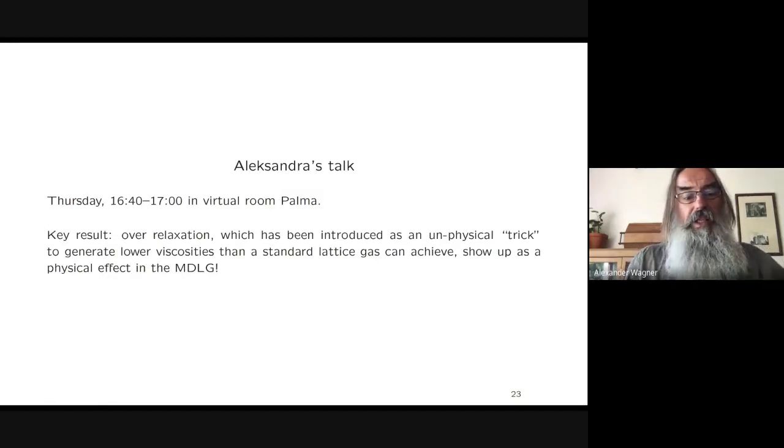And there will be a talk on Thursday at 4:40 to 5 in the virtual Palmer room by Alexander Pachalieva. The key result is that you can actually recover over-relaxation in the MDLG. So this is a lattice gas that naturally over-relaxes, so that this is not an unphysical trick, but it actually comes out of the coarse graining procedure. But that is something that Alexander will talk about.